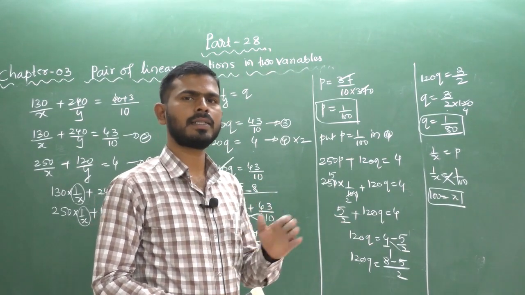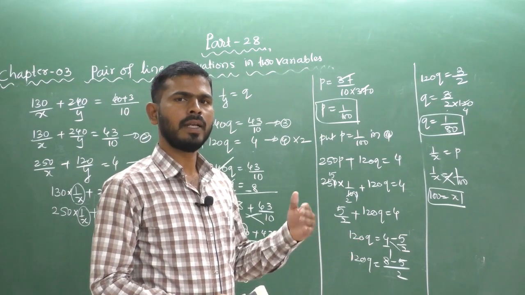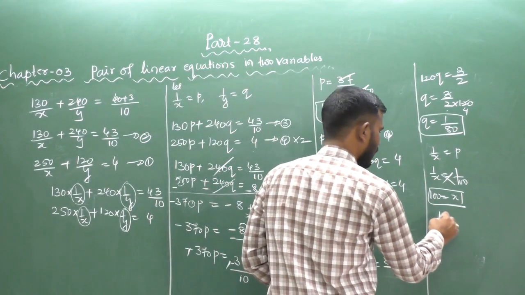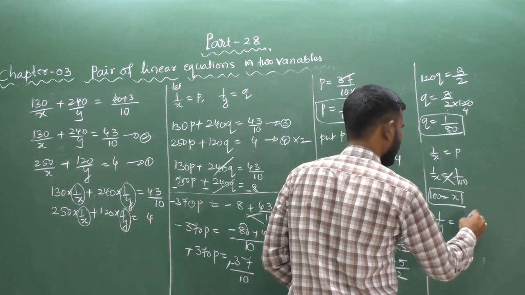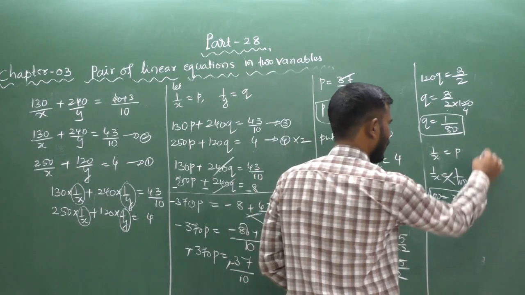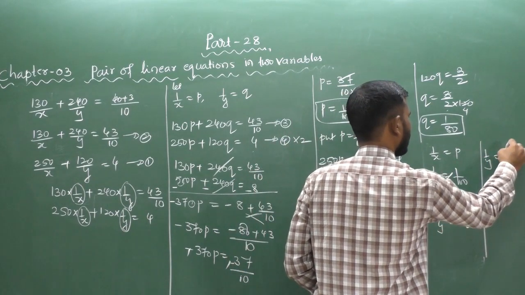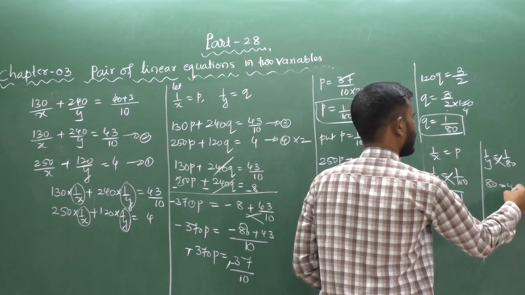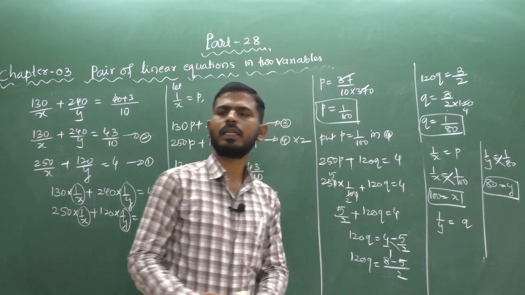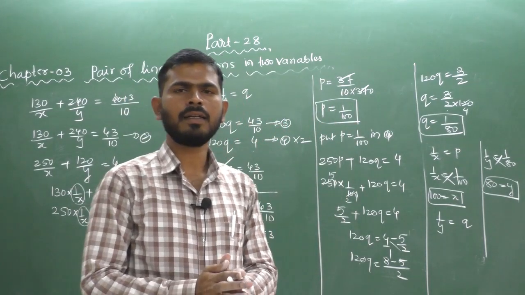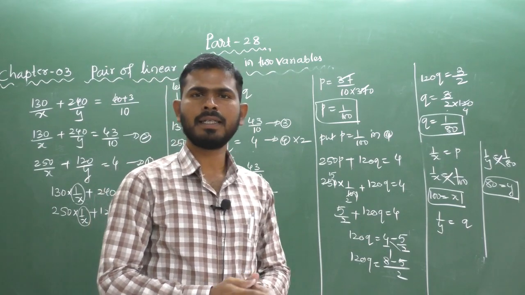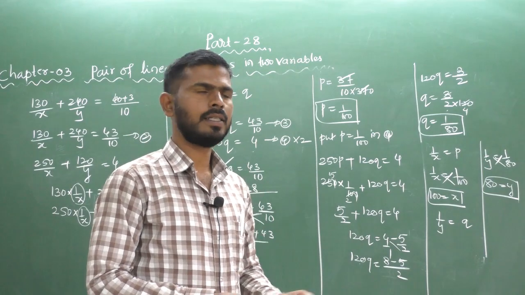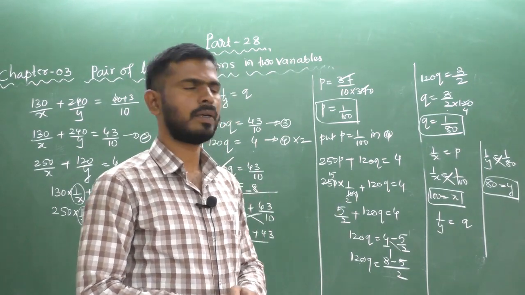Suppose the speed of the train is 100 km per hour, then he will reach his home in 4 hours. Next, 1 by y equal to q. So 1 by y equal to the q value, 1 by 80. Cross multiplication means 80 into 1 is 80. This is y, so y equal to 80. So y is the speed of the car. Here also you have to write the last sentence: therefore, the speed of the car is y, that is equal to 80 km per hour.